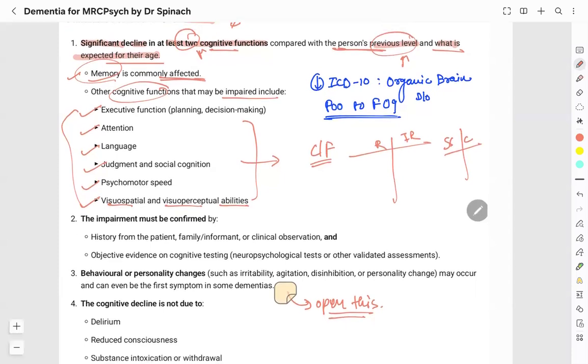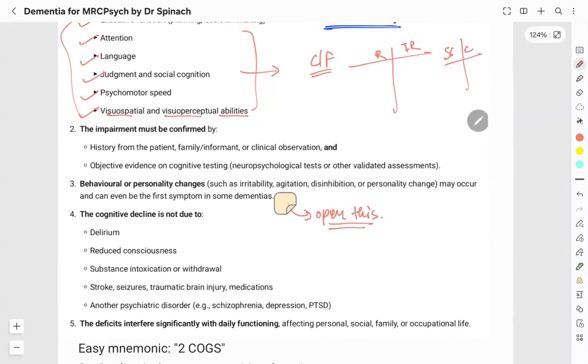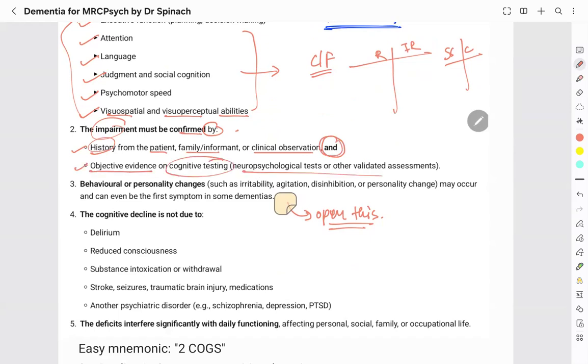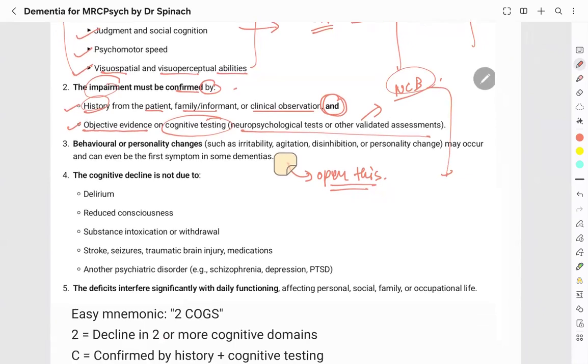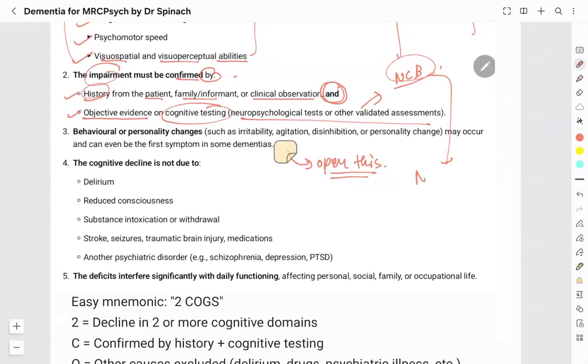All right. So, moving on, the impairment must be confirmed by two things: history from the patient, family informant, or clinical observation, and second, objective evidence on cognitive testing. So, can any one of you name any cognitive tests, neurocognitive batteries that we use for assessment of patients with neurocognitive deficits?